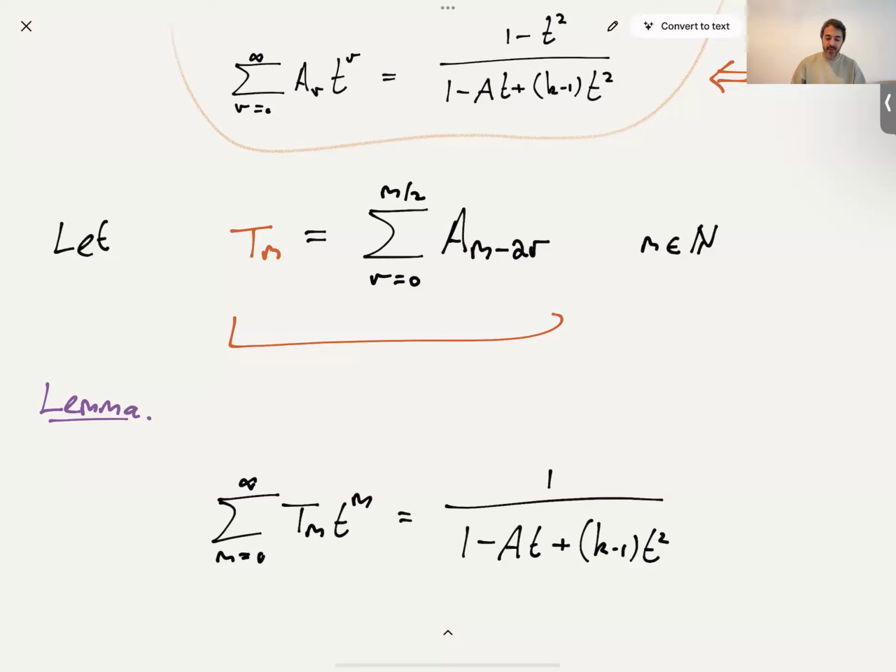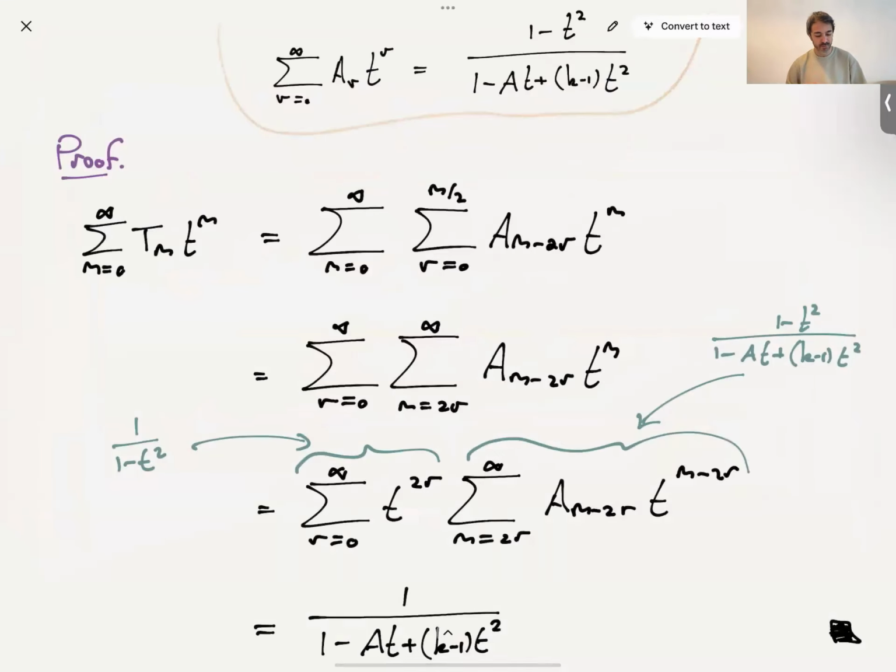Okay, and the nice thing about this is, I mean, this is slightly more convoluted combinatorially, maybe, but from the analytic point of view, from the generating function point of view, it has a slightly nicer form. The 1 minus t squared just becomes 1 in the numerator. So that's what we want to prove. It's a very simple check.